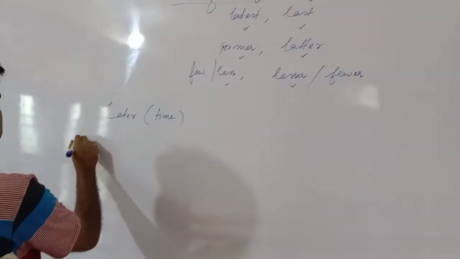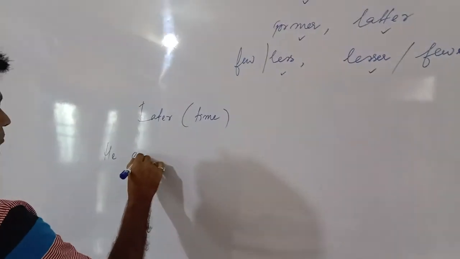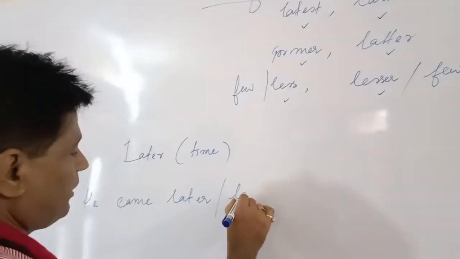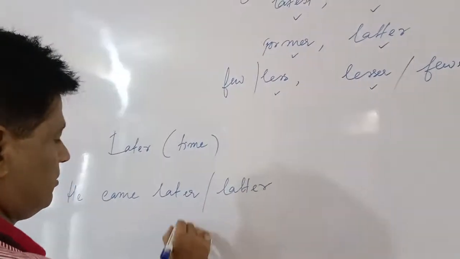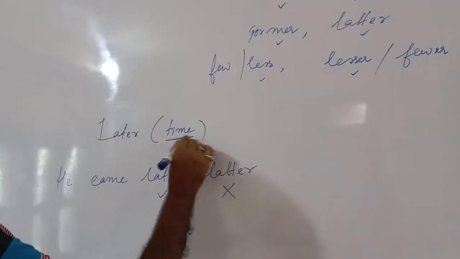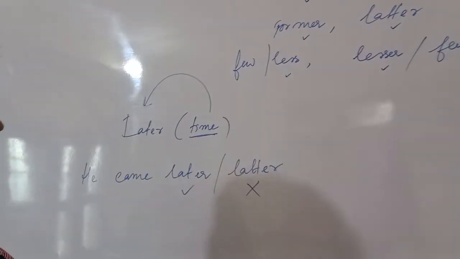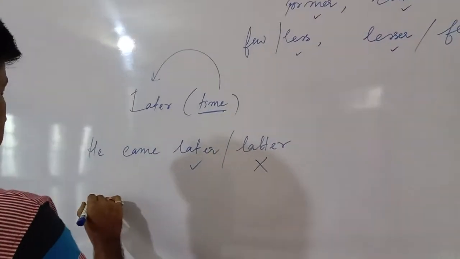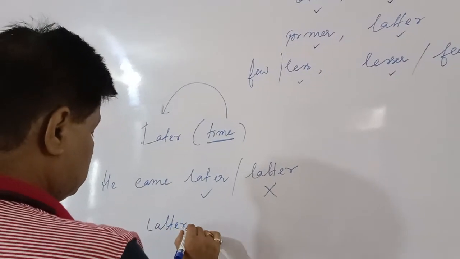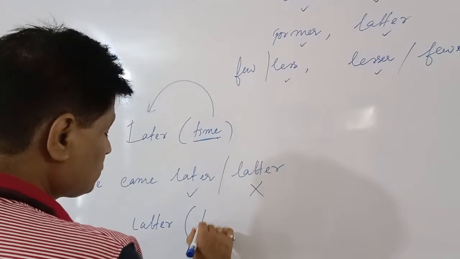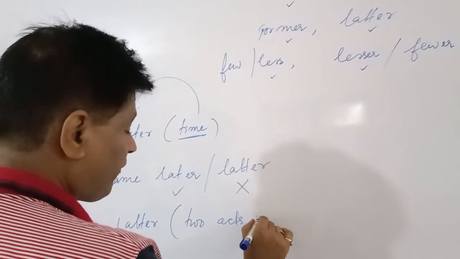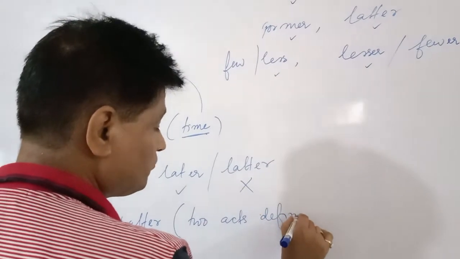Clear? He came later, not latter. It will be wrong of you to say latter; later will be correct. Defining time, you have to use later. Where to use later? If two acts are there, defining time with regards to two acts.